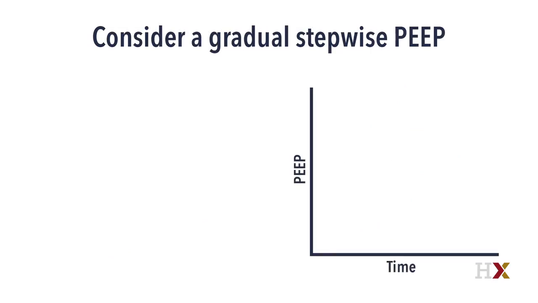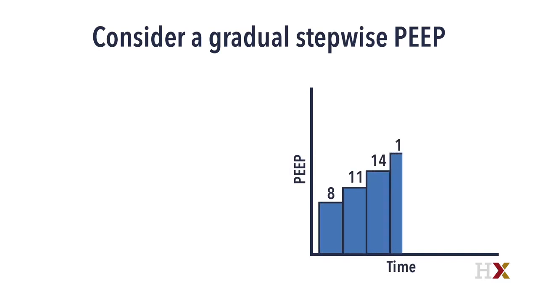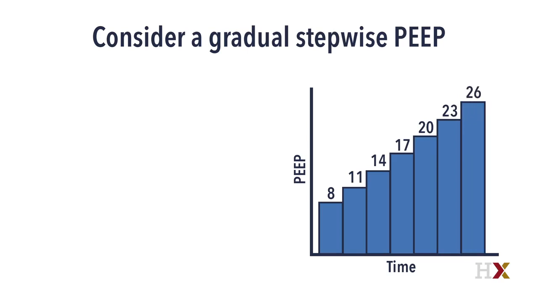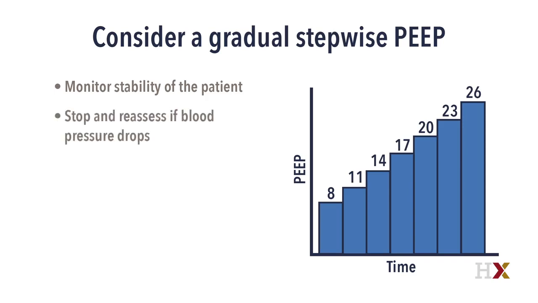At our institution, we use a stepwise PEEP gradation of about 2 to 3 centimeters of water held for approximately 5 breaths before increasing to the next level. By using this slow stepwise level, we are able to recruit the lung gently and reduce the risk of having some hemodynamic perturbations. If at any point while performing a recruitment maneuver, the patient starts to become unstable, decreases their blood pressure, we will stop, reassess, and likely put the patient back down to a lower PEEP level.